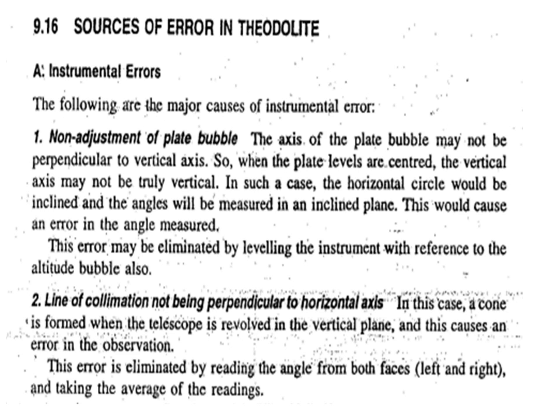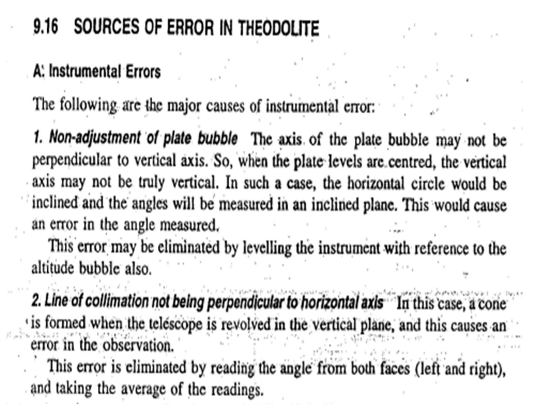Then in this slide we are going to see what are the sources of error in theodolite. First is instrumental error. The following are the major causes of instrumental error. First is non-adjustment of plate bubble. In this case, the axis of the plate bubble may not be perpendicular to the vertical axis. So when the plate levels are centered, the vertical axis may not be truly vertical. In such a case, the horizontal circle would be inclined and the angles will be measured in an inclined plane. This would cause an error in the angle measured. This error may be eliminated by leveling the instrument with reference to the altitude bubble also.